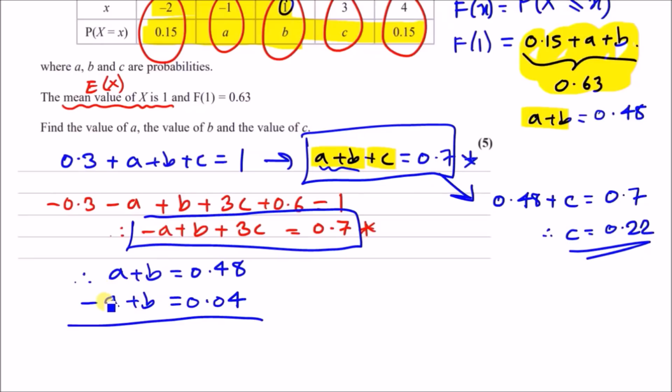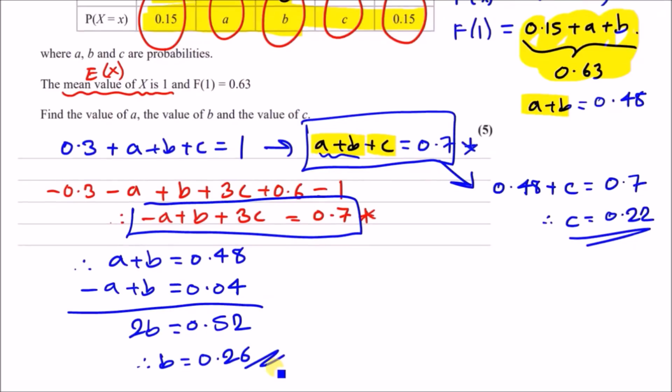If you add across, the a's cancel out, because a add minus a becomes 0. B plus b is 2b. And adding up these two numbers, you get 0.52. And lastly, to get b, just divide by 2. So then you're given a b of 0.26. All right. Now, finally, to get a, just plug b into any equation you see.